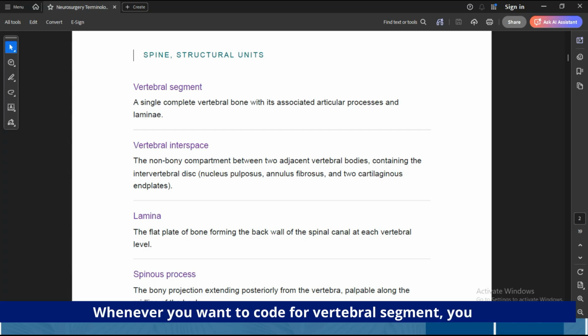Whenever you want to code for vertebral segment, you need to understand vertebral body also. Here vertebral body is different, vertebral segment is different. Vertebral body is without articular process, including spinous process as well as transverse process. So vertebral segment is with articular process, including spinous process as well as transverse process. So basically vertebral body without articular process, vertebral segment with articular process. And what are these articular process? Transverse process as well as spinous process, simple.